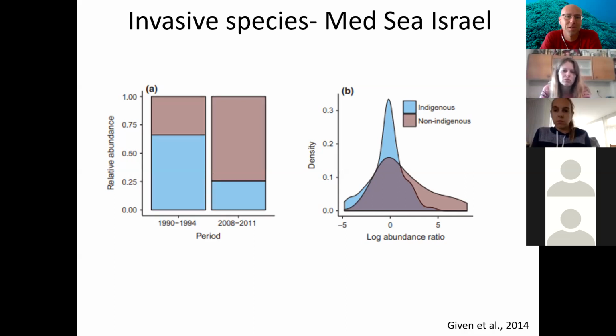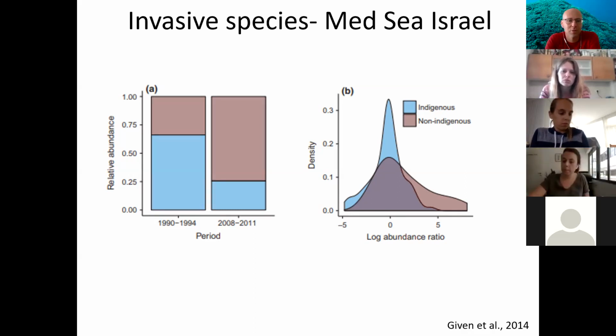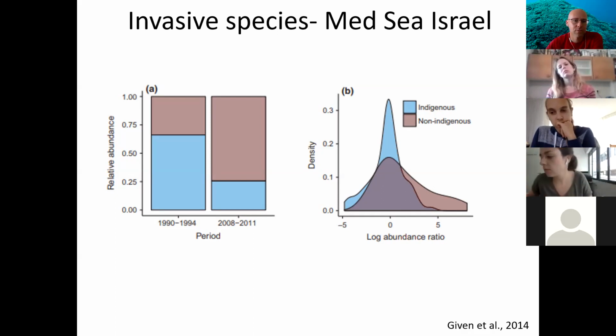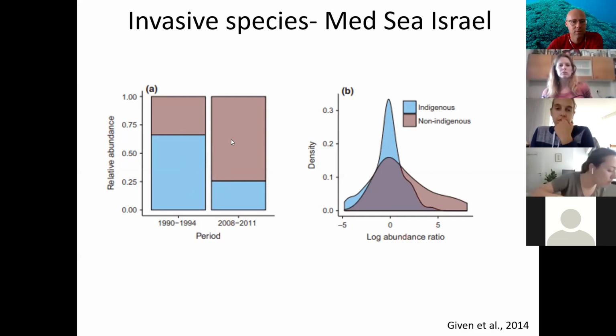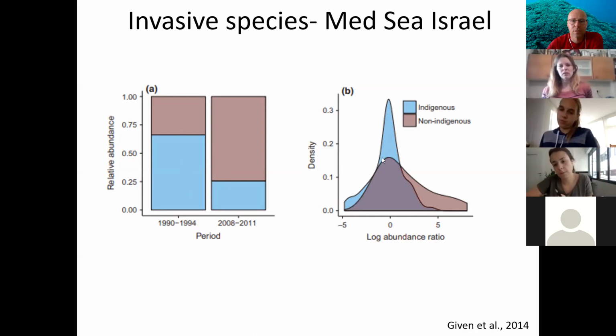Okay. So this is a paper that he produced in 2014, and he talked about the invasive species in the Mediterranean Sea. This is what I talked to you about before. We saw there was a change from local to indigenous, from indigenous to invasive species in the Israeli area, and you can see that the abundance of them has changed dramatically, and their density.